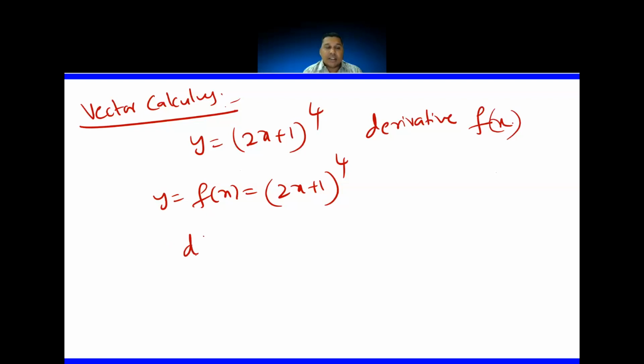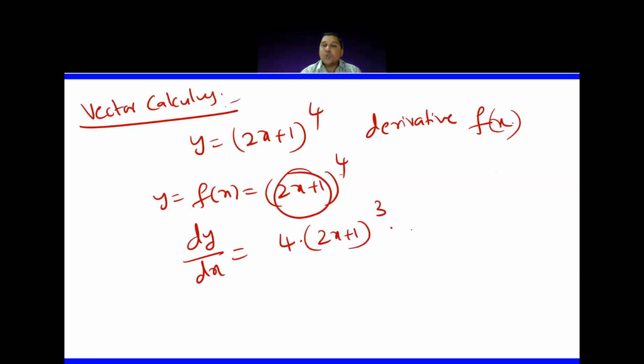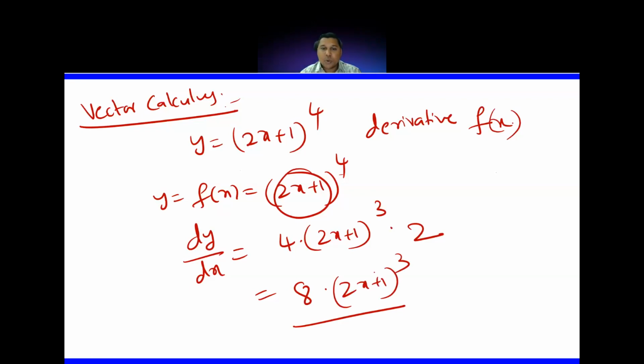So I have to find dy by dx. For this, the power has to come down: 4 into (2x plus 1) whole cube, into the derivative of the inner function 2x plus 1, that is 2. So this becomes 8 into (2x plus 1) whole cube. This way you can directly solve. But what are the actual rules in differentiation for finding the derivatives?